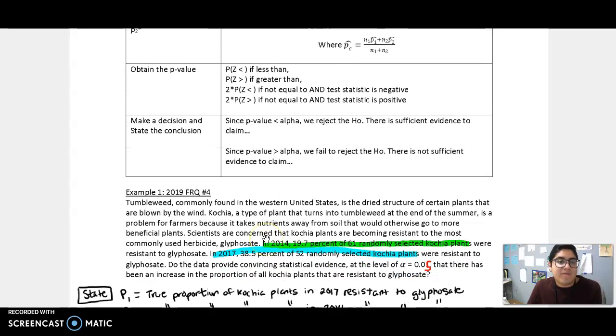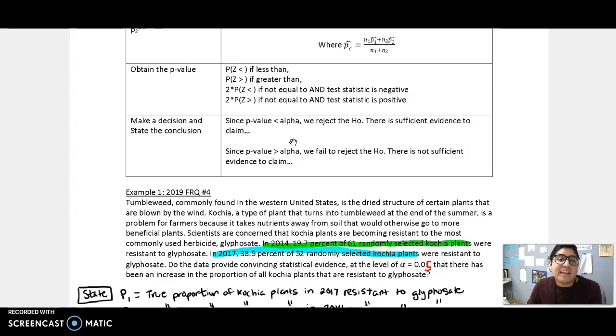And we're going to look at one of my favorite examples, and that comes to us from the 2019 FRQ. So tumbleweed, commonly found in the western United States, is a dried structure of certain plants that are blown by the wind. Kochia is a type of plant that turns into tumbleweed at the end of the summer, and it is a problem for farmers because it takes nutrients away from the soil that would otherwise go to more beneficial plants. Now, scientists are concerned that kochia plants are becoming resistant to the most commonly used herbicide, glyphosate.